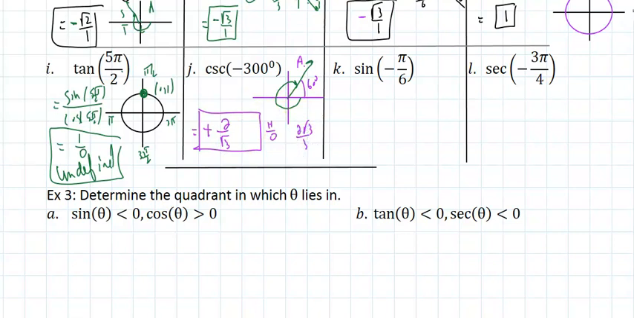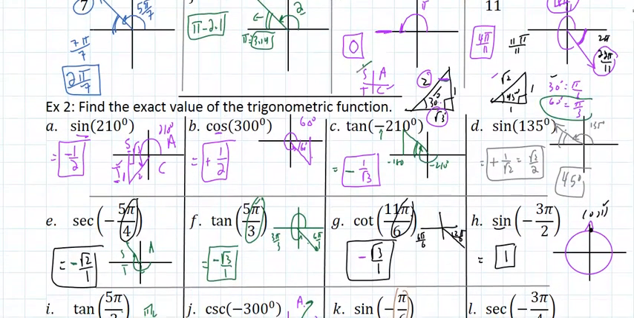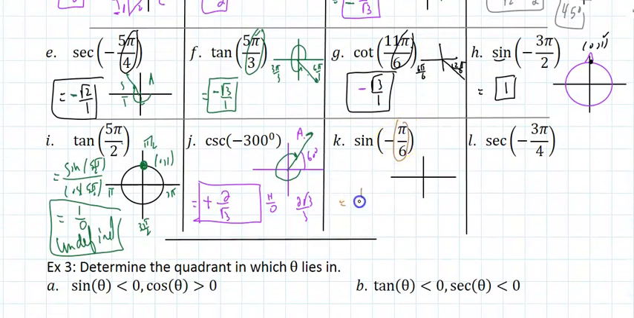How about negative pi over 6? The reference angle in radians is very easy to find. It's pi over 6. It's 30 degrees. At 30 degrees, I know what the sine is. The sine of 30 degrees is the opposite over the hypotenuse. Is it positive or negative? Where is negative pi over 6? Right there. In this quadrant, we know that only cosine is positive, which means the sine is negative. Notice this was a negative angle, but the answer was positive. So the angle, whether it's positive or negative, is irrelevant. It's which quadrant you end up in.